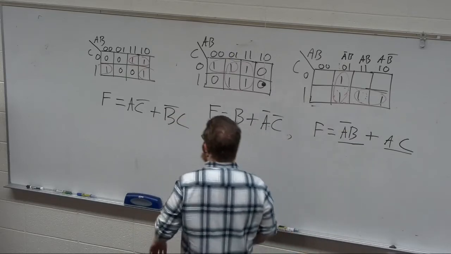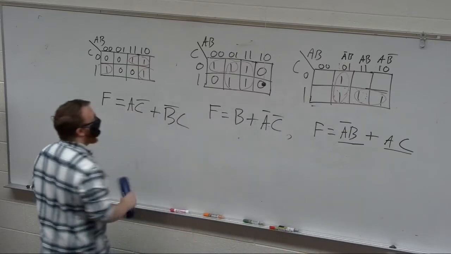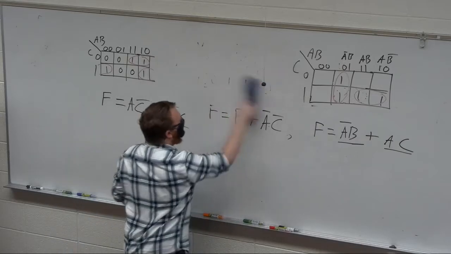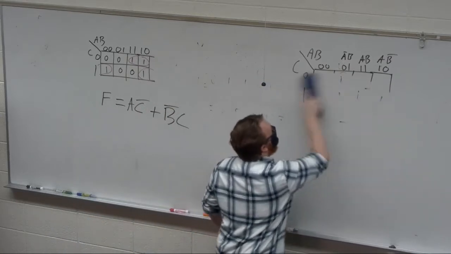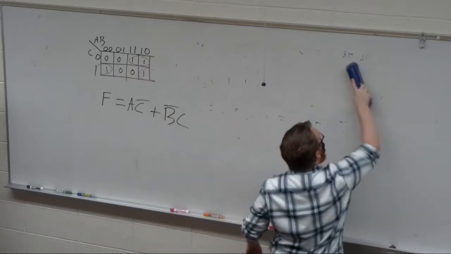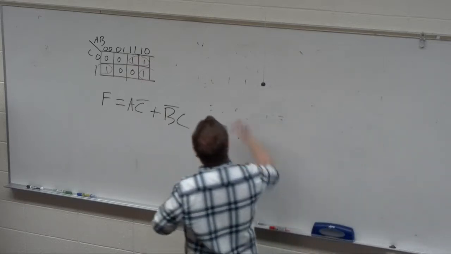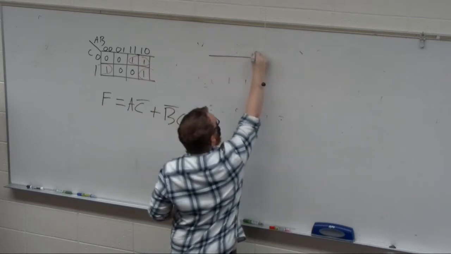So where do these beautiful, annoying K-maps come from? Well, let's do this in reverse. We'll use this K-map to build a truth table.